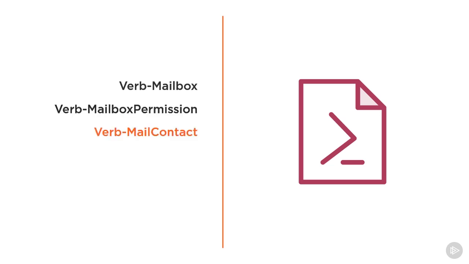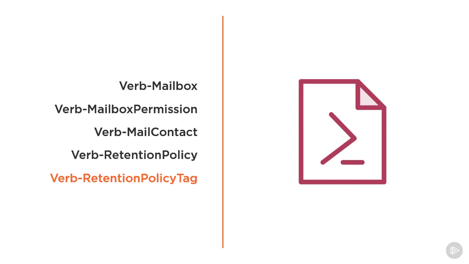When working with these archives and tags and policies, we have some PowerShell cmdlets. We have the verb-mailbox, which has get, set, new, enable, and disable. We have the verb-mailbox permission, which has add or remove cmdlets. We have the mail contact, which is new and set. We have the retention policy, which is new, set, and get. And then we have the retention policy tag, which is also new, set, and get. So be familiar with these PowerShell cmdlets when working with these archives and these policies and tags.